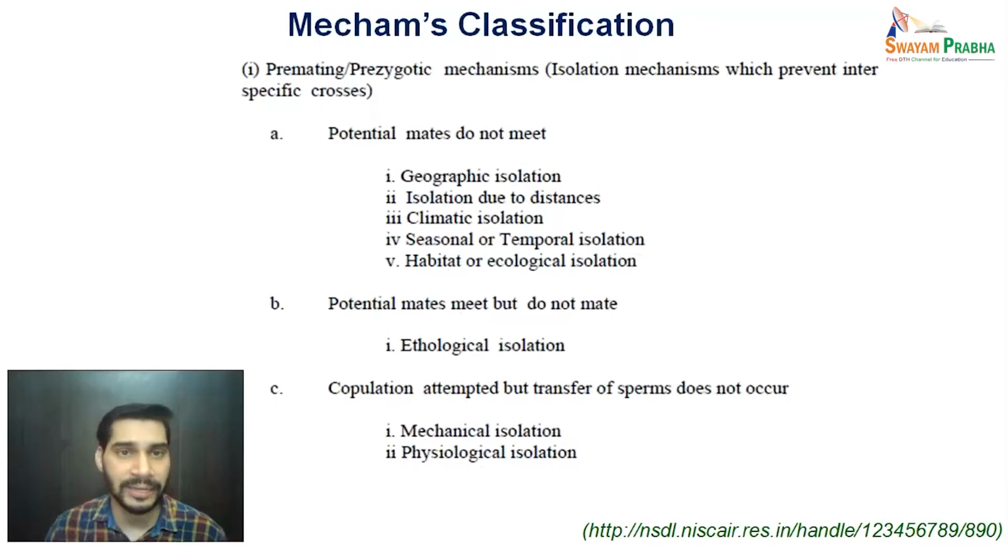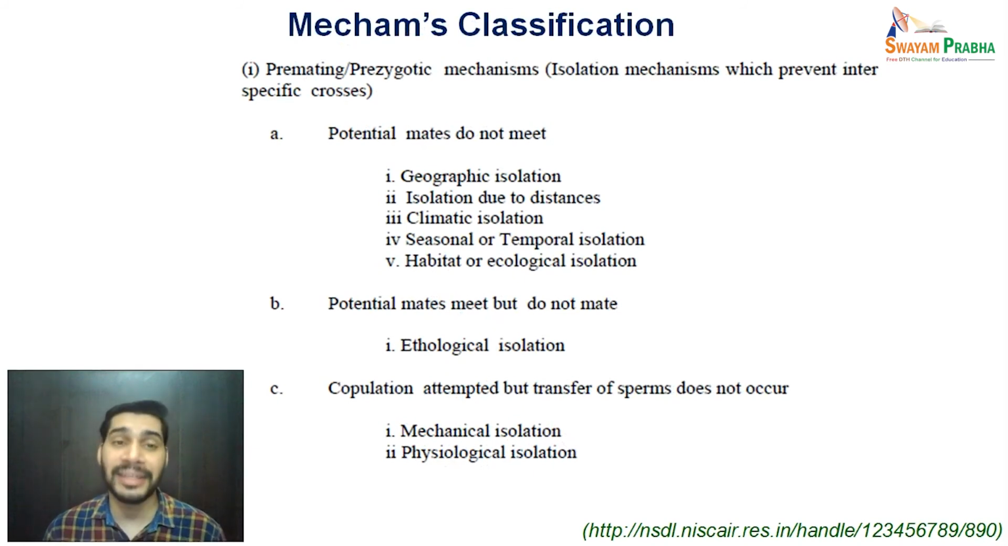The third classification system is by Mams. Mams has classified all these barriers according to stages, and these are basically sequential stages. He has categorized them into two main categories, that is pre-mating or pre-zygotic mechanisms, meaning the barriers or isolating mechanisms which prevent the specific cross between two species.